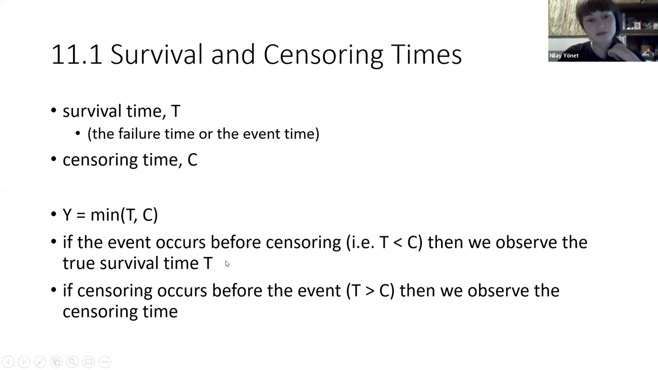So if the event occurs before censoring, we will observe the true survival time. Or if censoring occurs before the event, maybe we will have the time limit, and we will observe that time limit before the event happens. In that case, we will take the censoring time. Or maybe we will just take a sample out of the study before the time limit or weight limit or any limit. Then it means that we censored, so we will take the censoring time.